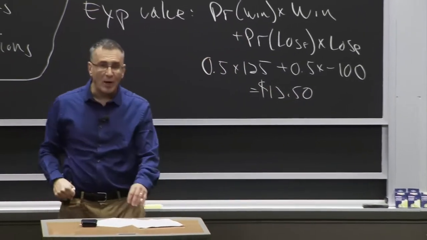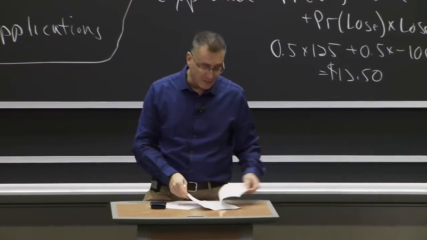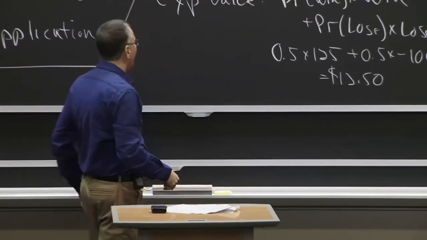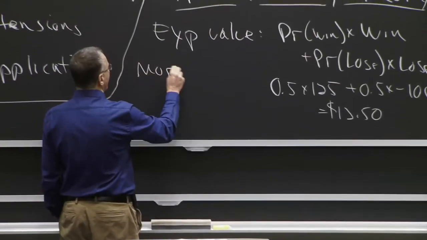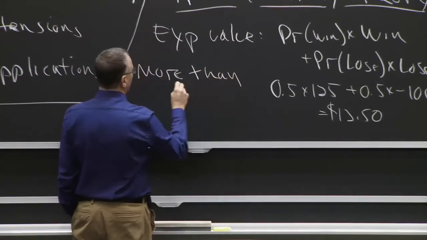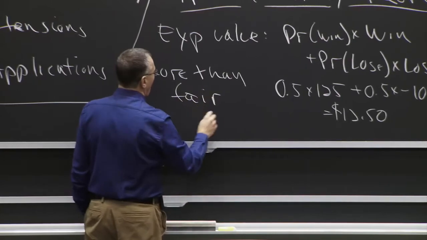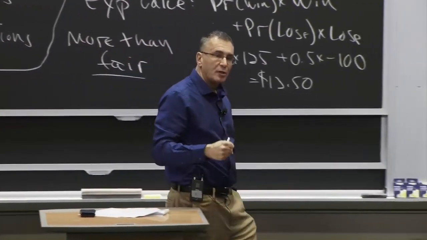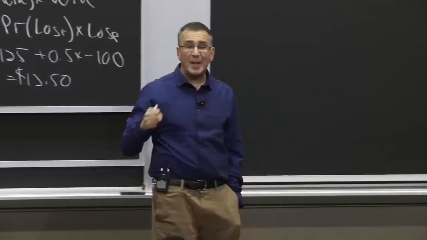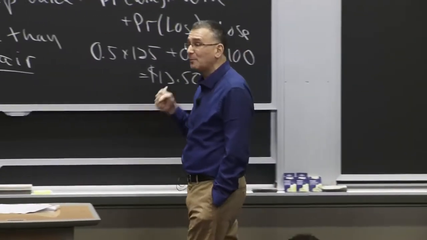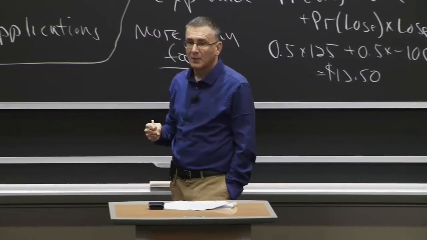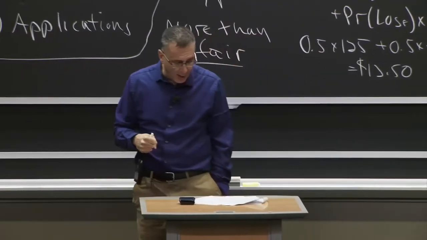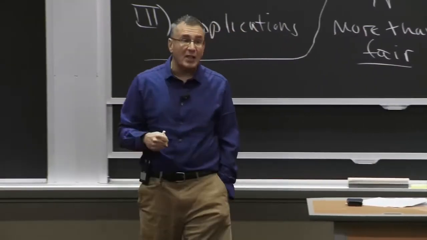So those of you who raised your hand probably did that calculation quickly in your head and said, yeah, this is a positive expected value. This is what we call in economics a more than fair bet. A fair bet is one with an expected value of 0. So a bet with a positive expected value is more than fair. And you in your head said, it's more than fair, and that's why some of you raised your hands.